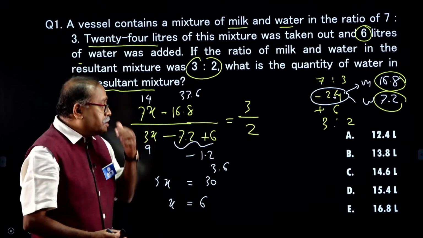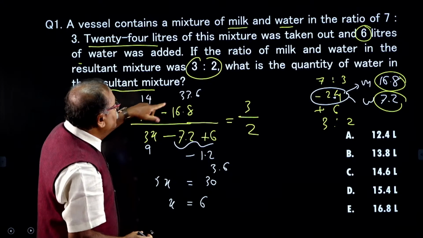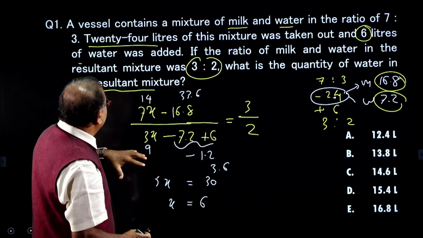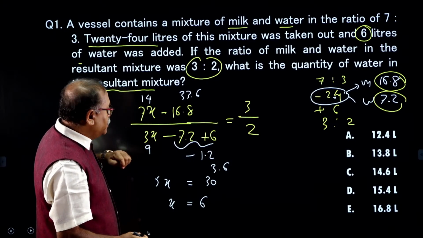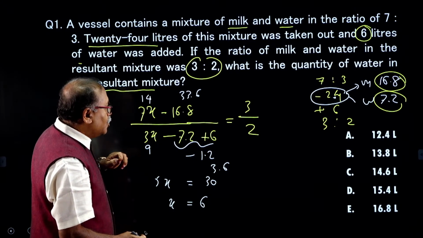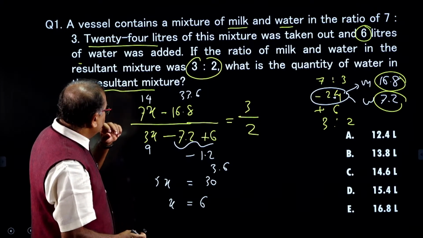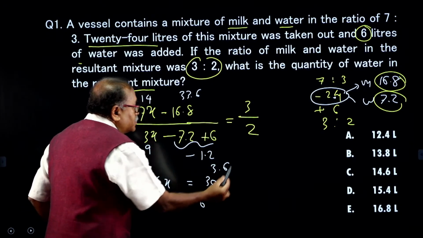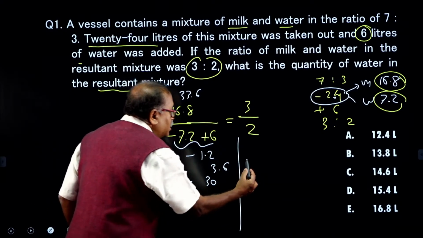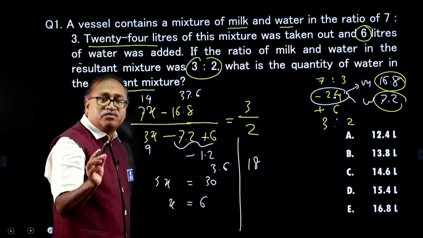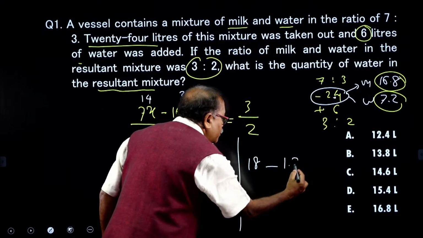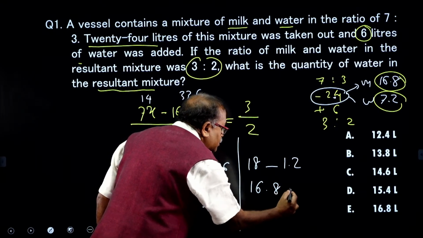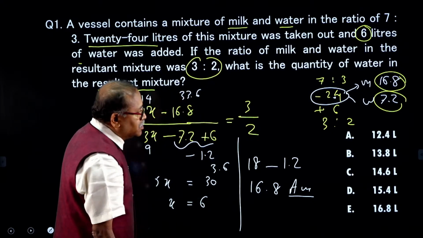Once I got x equal to 6, what I need to find out is the quantity of water in the resultant mixture. Okay, in the resultant mixture the water is how much? That is 3x. So, what is 3x? 3 into 6 is 18. From 18 you have taken out 1.2 liters. So, minus 1.2, you are getting 16.8. So, that should be my answer, 16.8. The option choice is E.